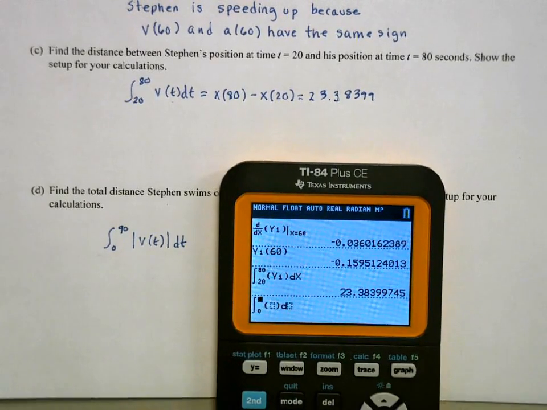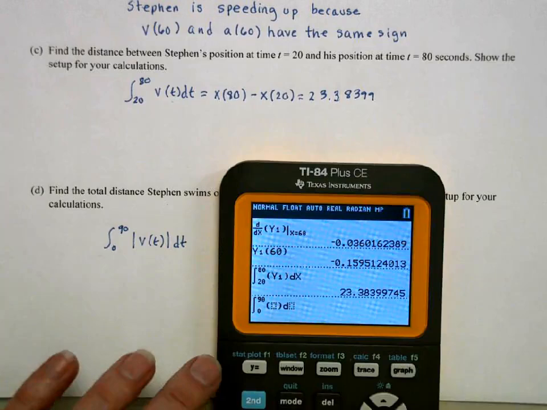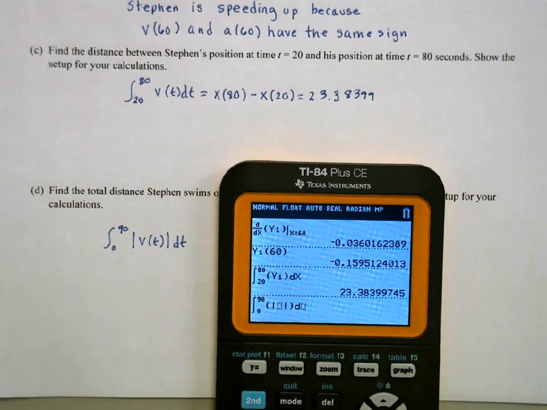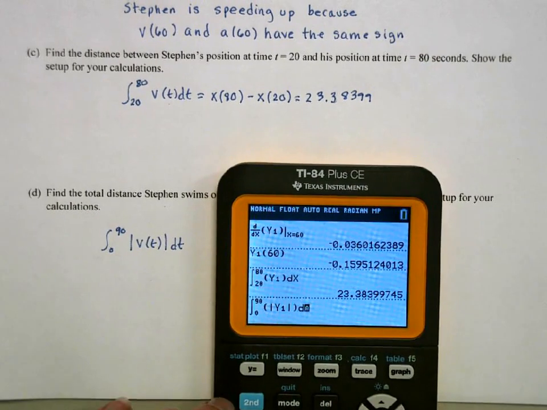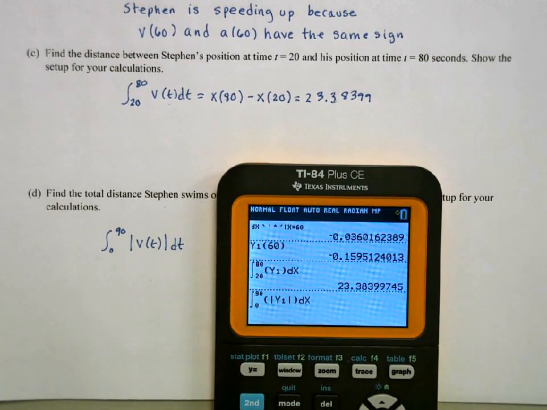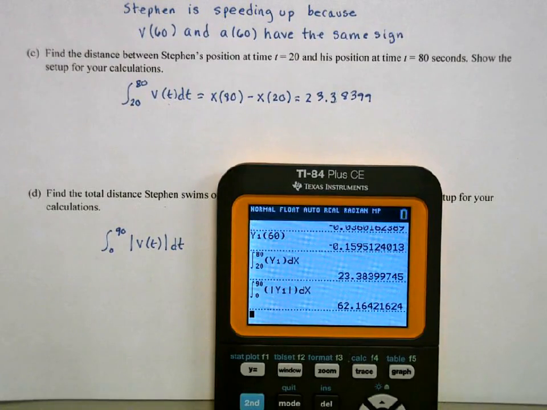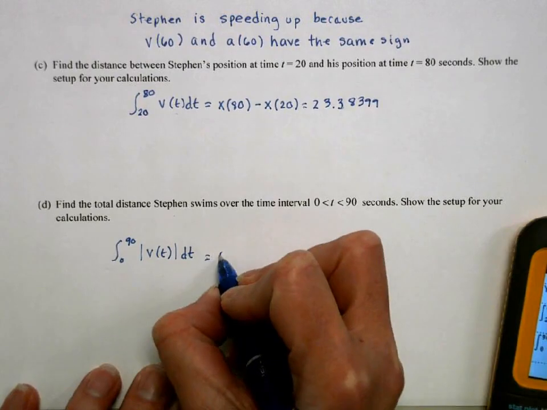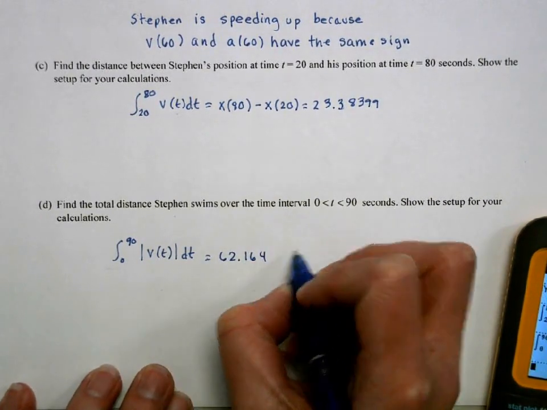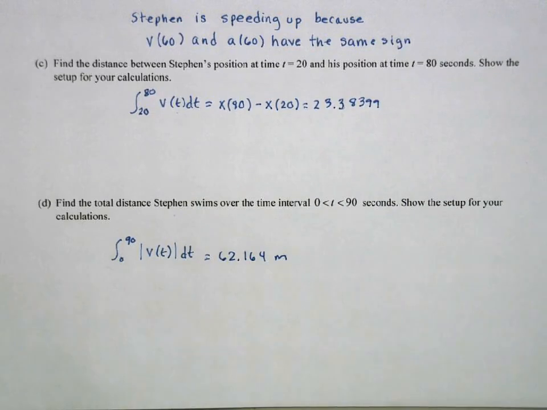Going from 0 to 90, we can get the absolute value in that F2 menu, or it's in the math menu. So our total distance traveled is, okay, 62.164. I didn't ask for it, but I'll go ahead and put our units as meters.